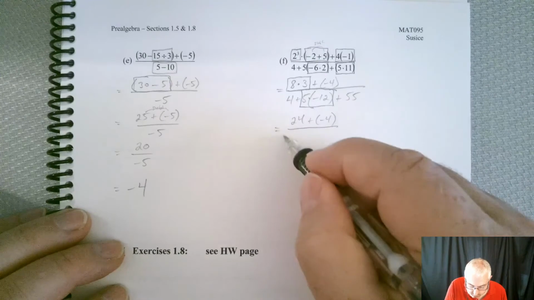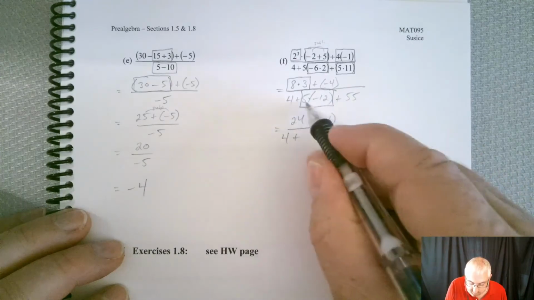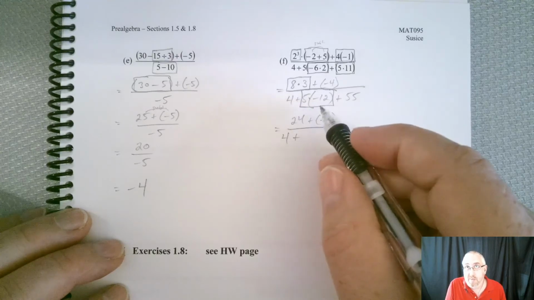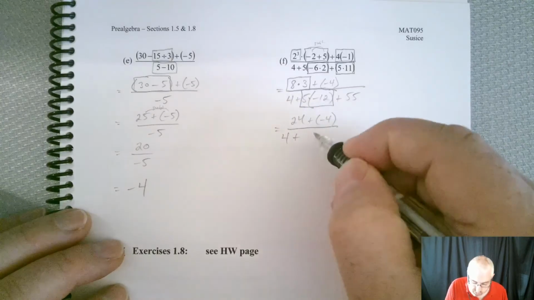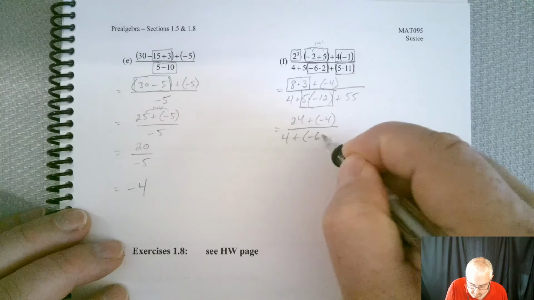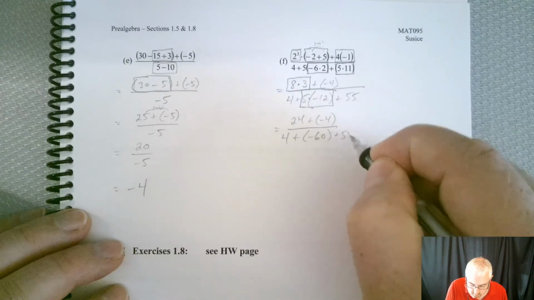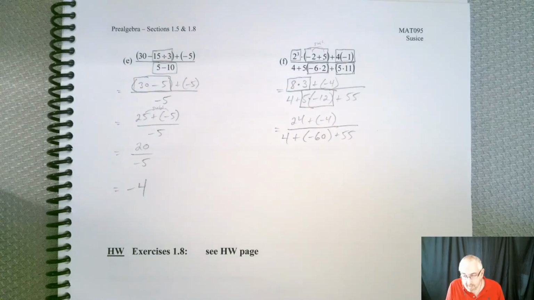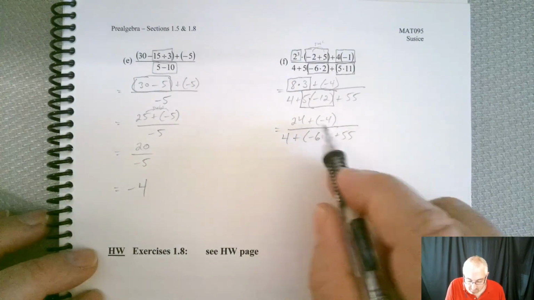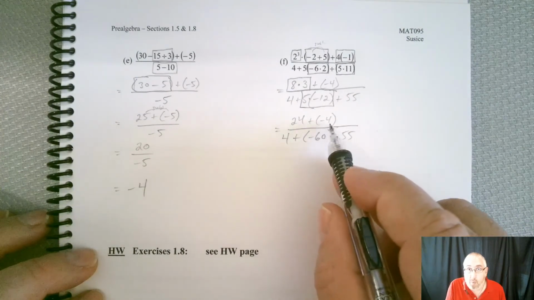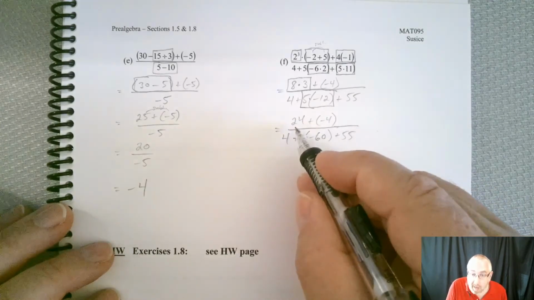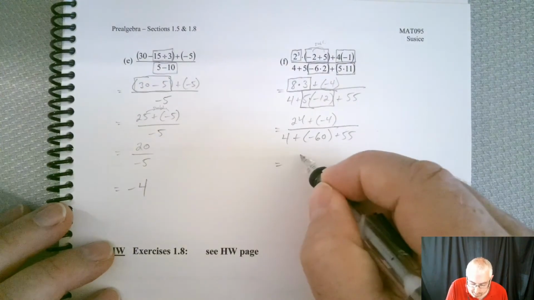On the bottom, we got 4 plus 5 times negative 12. Well, 5 times 12 is 60. And then so it should be a negative 60. And then plus the 55. Almost there. All right, so 24 plus negative 4, we got to subtract, and the bigger one's positive, so we should get a positive 20.